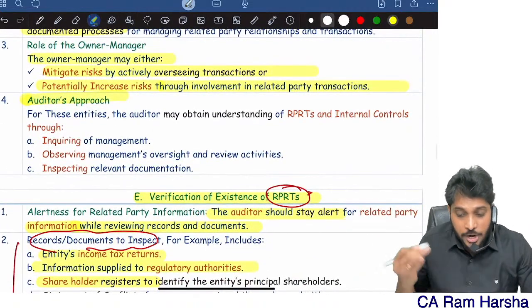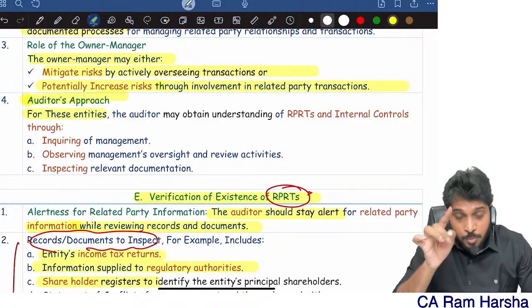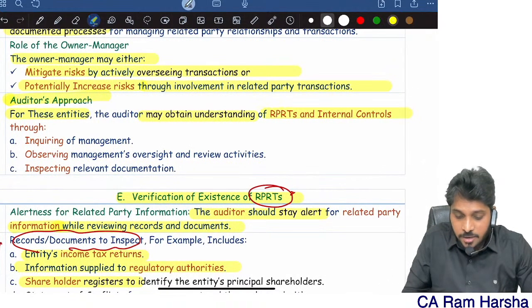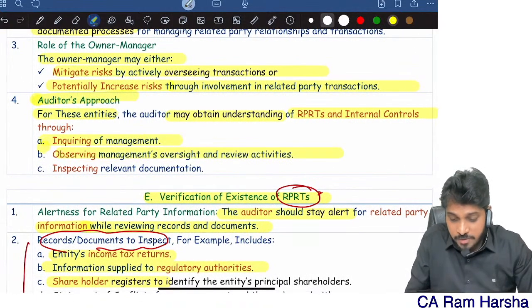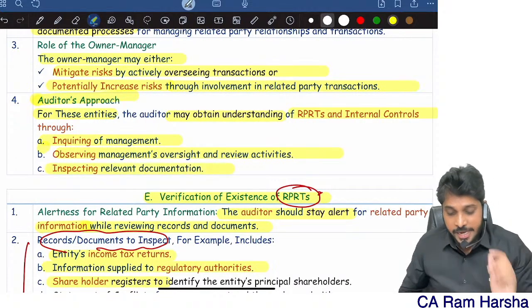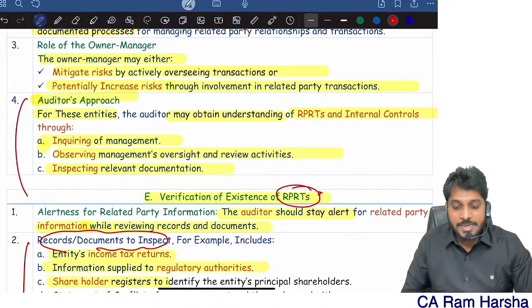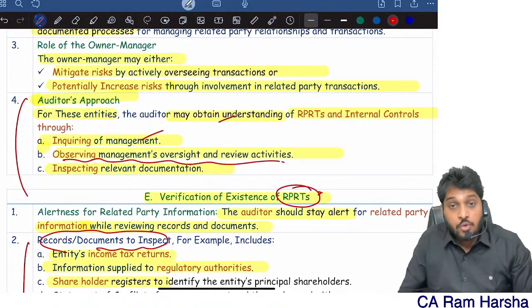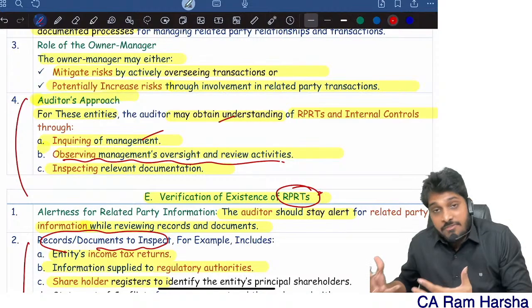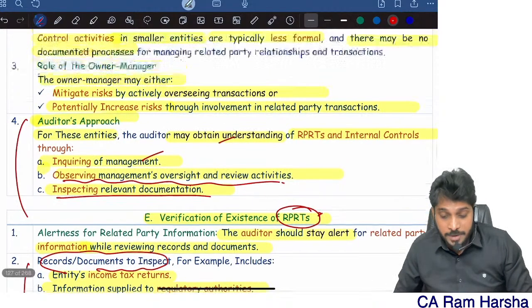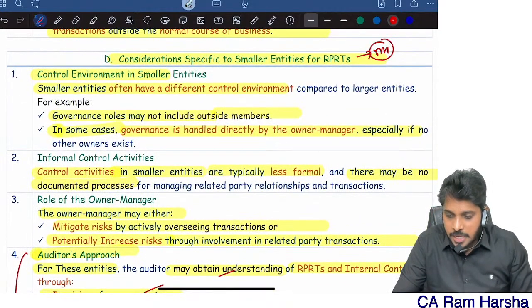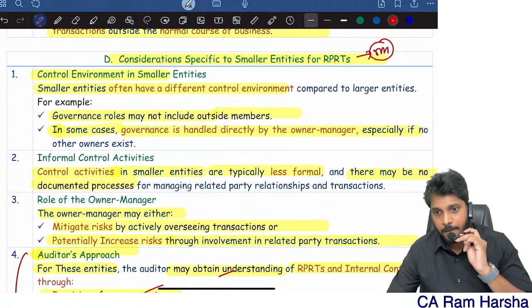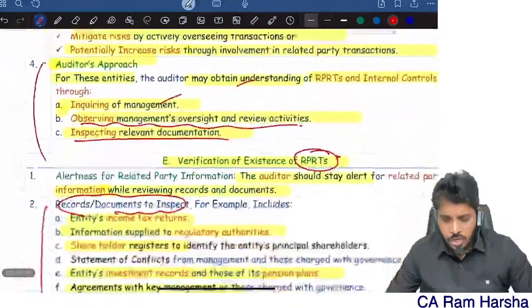So what is the audit approach in smaller entities? For these smaller entities, the auditor may obtain an understanding of related parties by inquiring of management, observing management oversight and review activities, and inspecting relevant documents. So in smaller entities, the auditor has to ask management directly who the related parties are, observe how they control financial reporting, and inspect relevant documentation. Straight away, this itself can be asked as a 5 marks question. That's it.